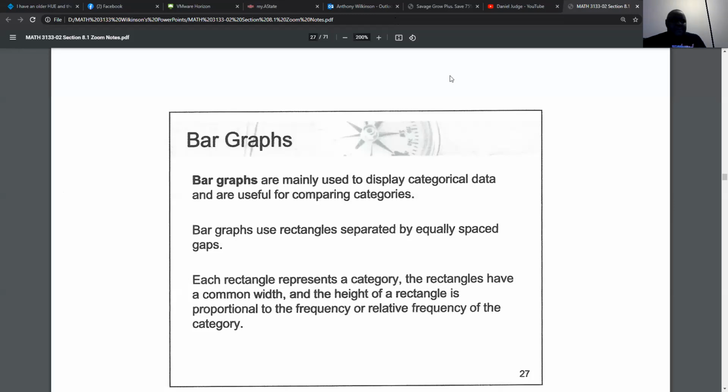Okay, bar graphs are mainly used to display categorical data and are useful for comparing categories. Now, bar graphs use rectangles separated by equally spaced gaps, and each rectangle represents a category. The rectangles have a common width, and the height of a rectangle is proportional to the frequency or relative frequency of that category.